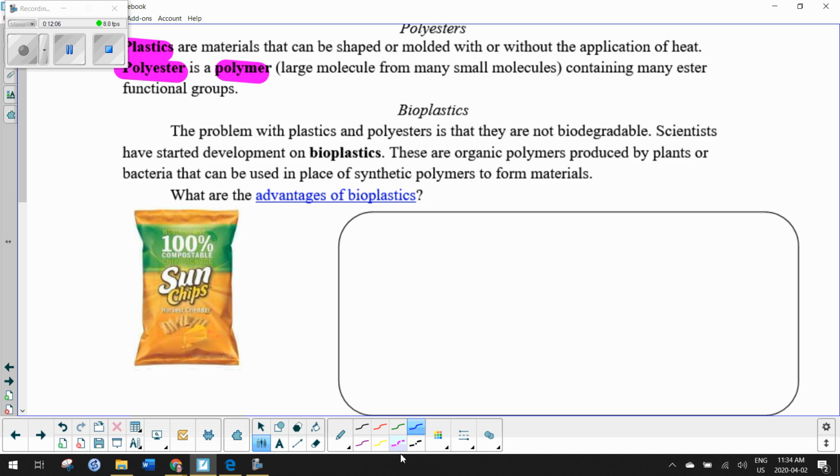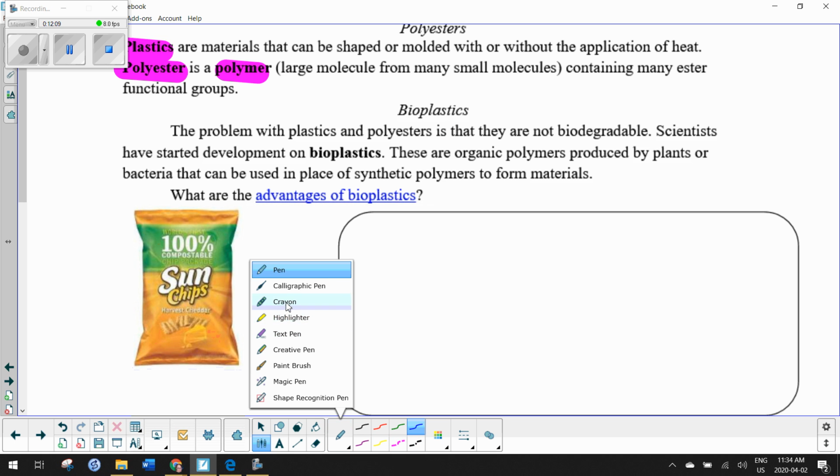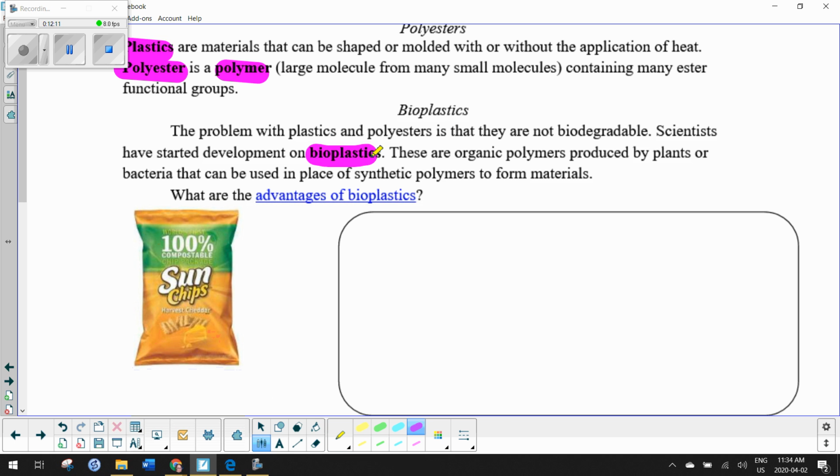So bioplastics. Bioplastics are something that scientists are working on. So these are plastics that can actually break down in the environment. Now the key thing about a lot of these bioplastics is they have to be placed in certain conditions in order to be broken down. So for example, Sun Chips. This bag was created to be 100% compostable, but it's under certain conditions.